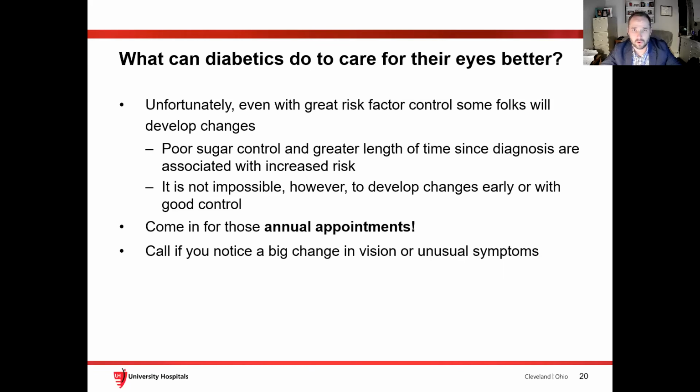And always make sure you call. Whether you're seeing me or another ophthalmologist, if you notice a big change in your vision quickly or unusual eye symptoms, please call. We're always happy to see you, or take a phone call and discuss it and decide if you need to come in and see me today or if it's okay to see me next week. But it's never a problem to call. If we're not answering your questions or covering what's important to you, bring it up. Let us know.